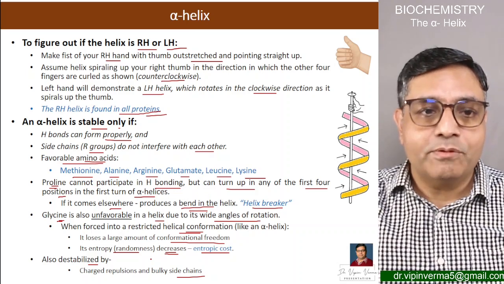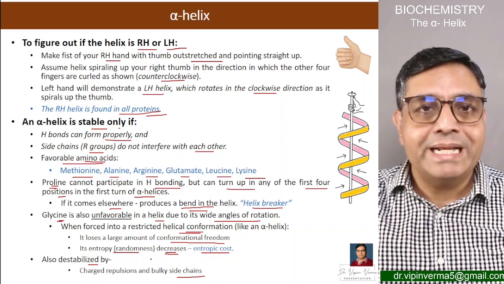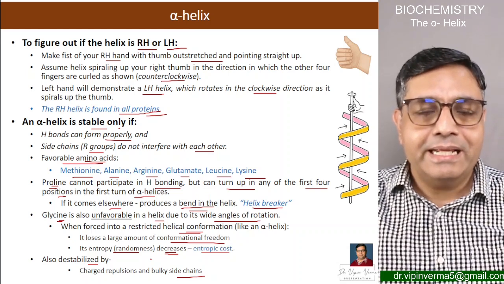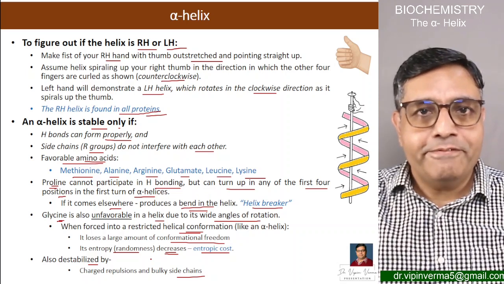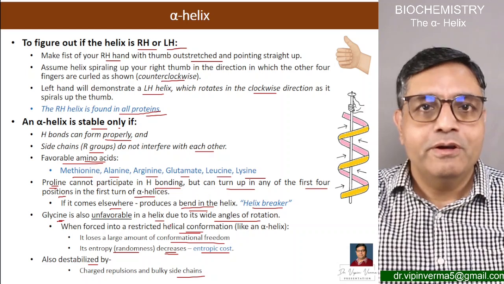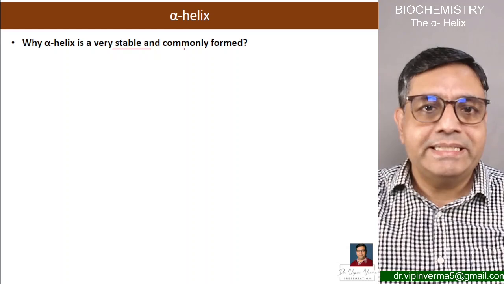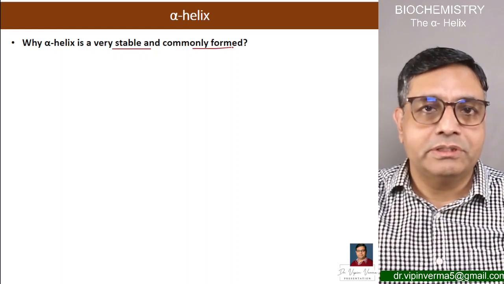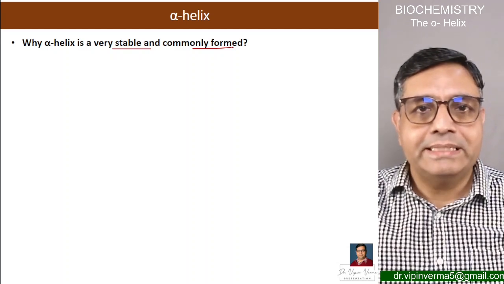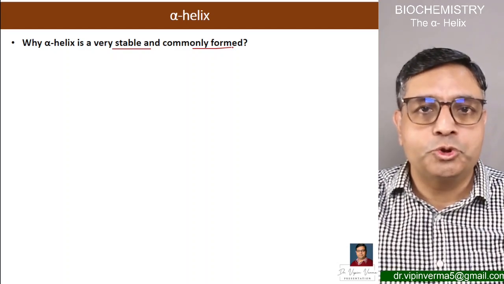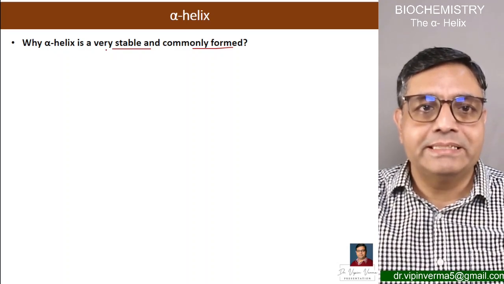These are some of the factors which can destabilize the helix. If you remove these factors and bring in the favorable factors, then the alpha helix will be formed. Now, why is the alpha helix a very stable and commonly formed structure? Among all the secondary structures, the alpha helix and the beta pleated sheets are the most common structures found in proteins. So the question is why the alpha helix is very stable.